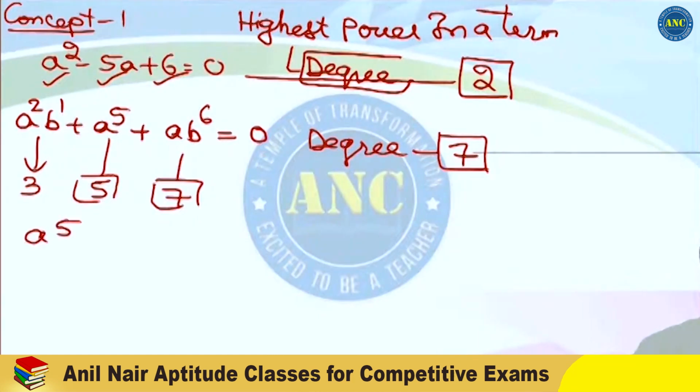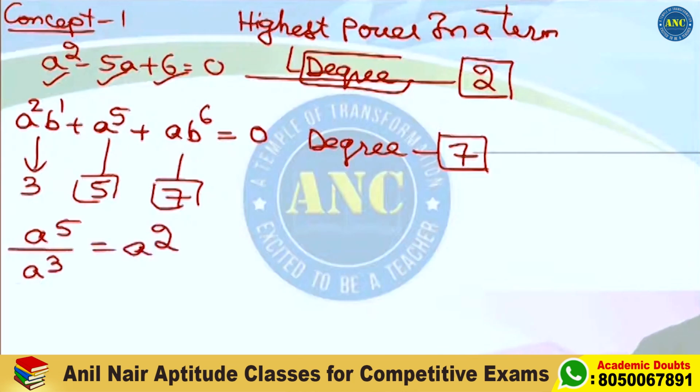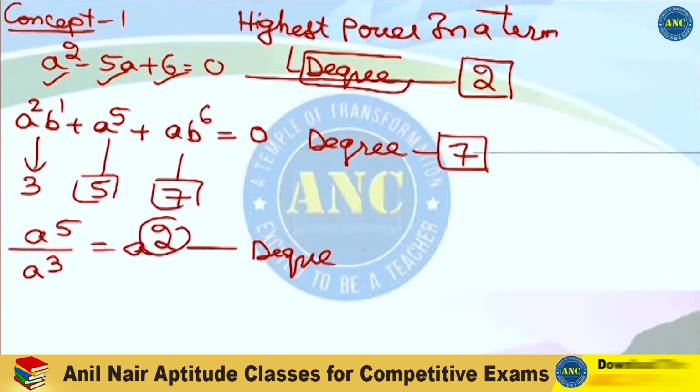A power 5 divided by a power 3. This is nothing but a square. If there is any division operation, please do it. What is the degree of this expression? This is nothing but 2.